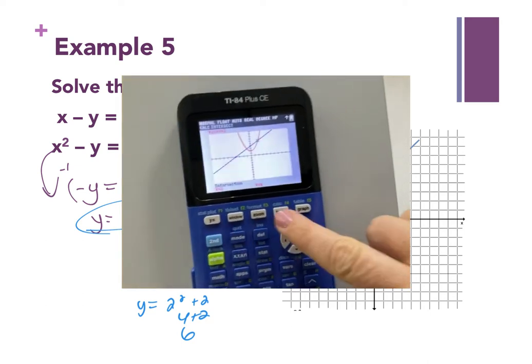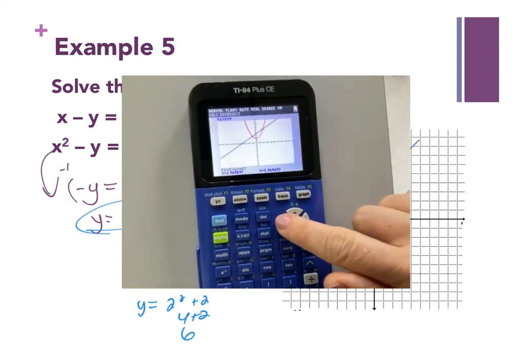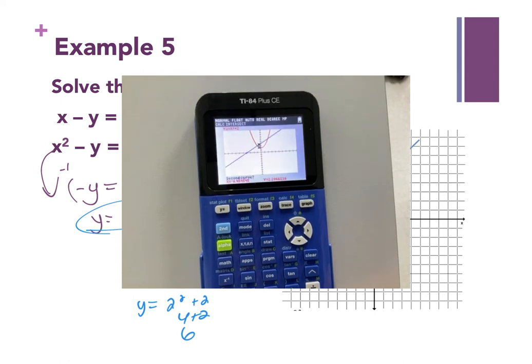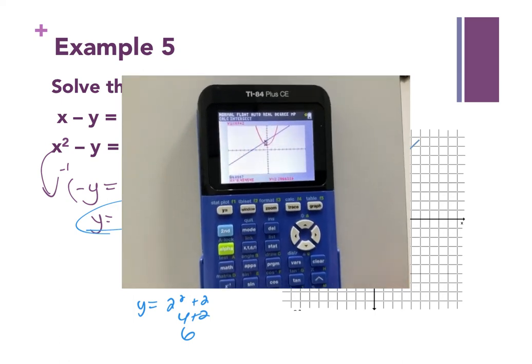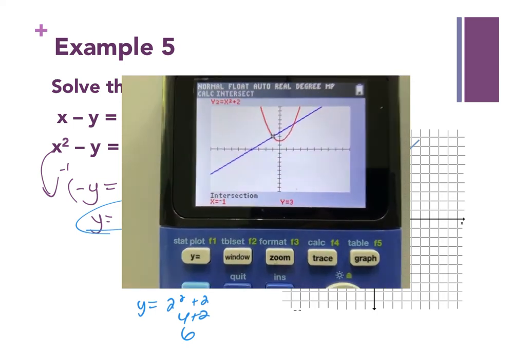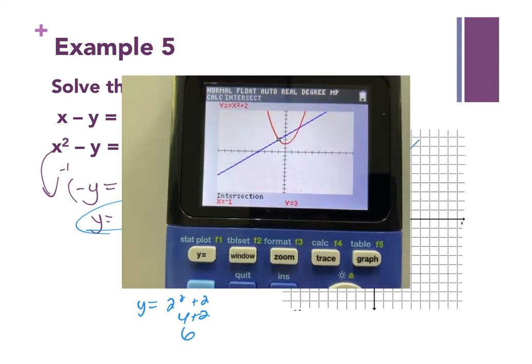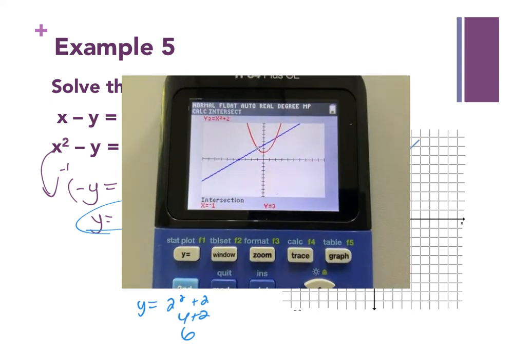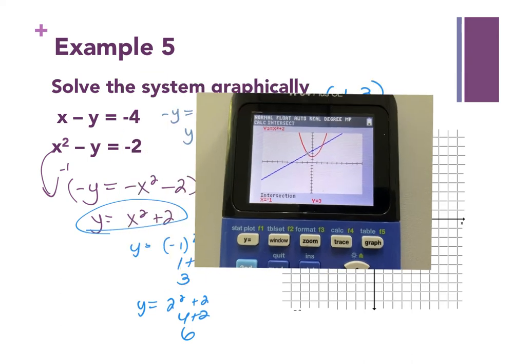If I do it again, second trace, 5 for intersect, I would this time want to move towards the other one. You got to be closer to the one on the left than you are to the one on the right. Second curve, enter, and it's going to bring you to that one as well. In order to get both intersections, you literally have to move that little cursor closer to the intersection you're trying to find than the other one, and it will bring you directly to it. But again, that's just a check.